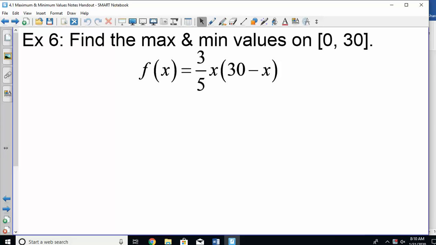Now this gives you the absolute max and min, it does not give you the locals. But that was our emphasis yesterday. So today we're just going to be finding the absolute maxes and mins of these equations.